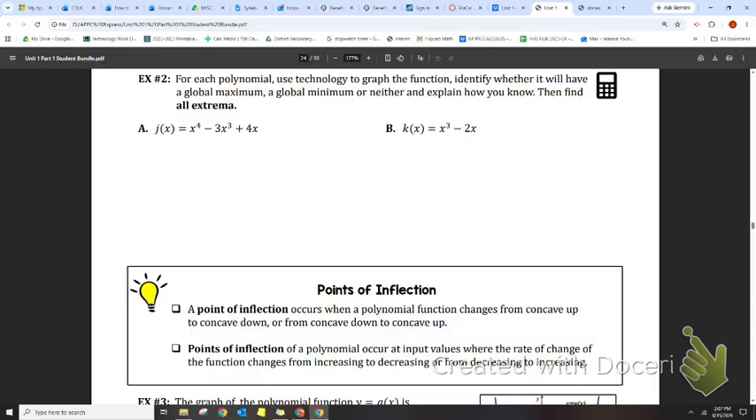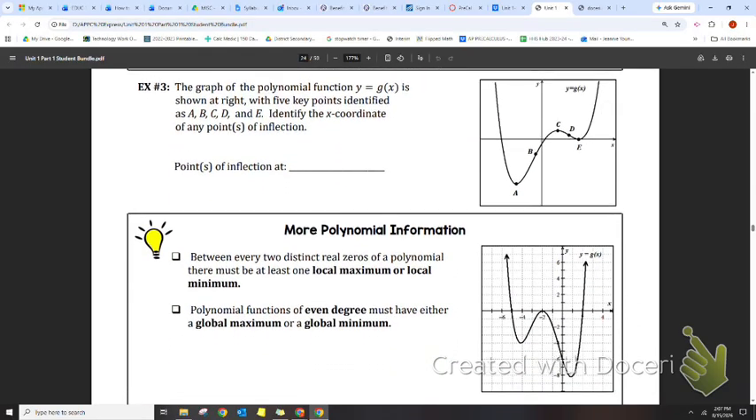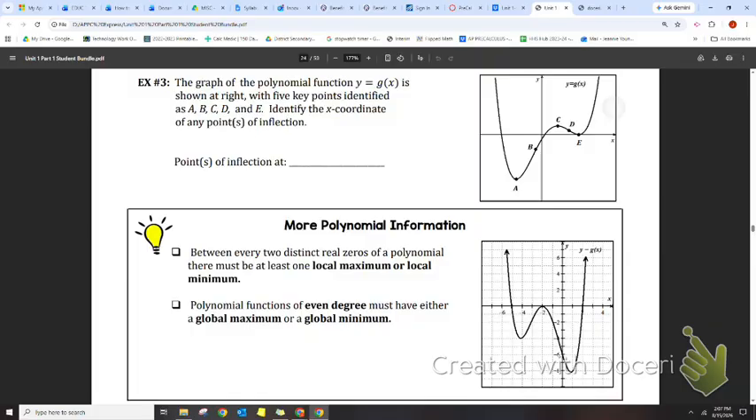All right, so moving on, example 3. This is a graph of the polynomial function y equals g of x shown at the right with 5 key points identified: a, b, c, d, and e. Identify the x-coordinate of any points of inflection.